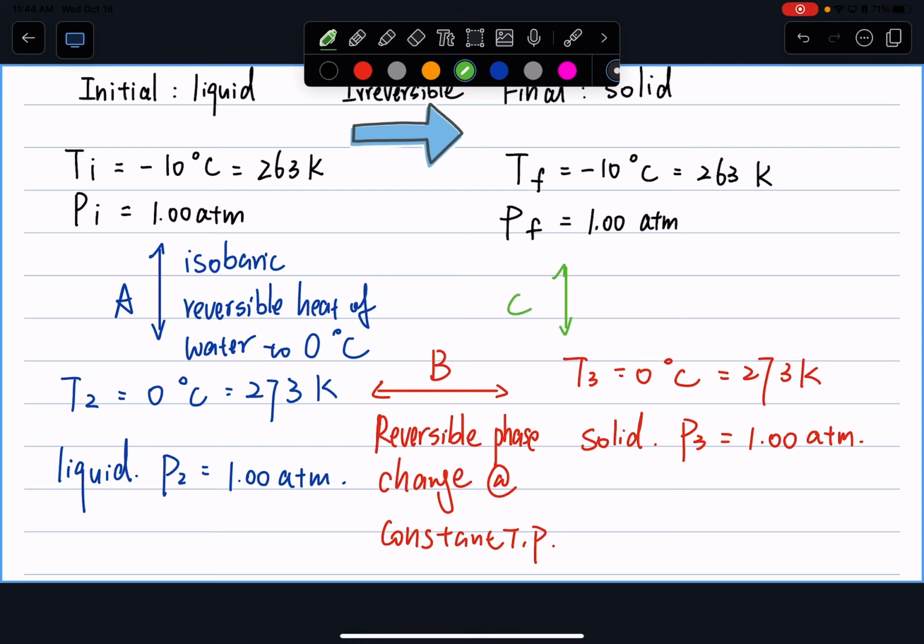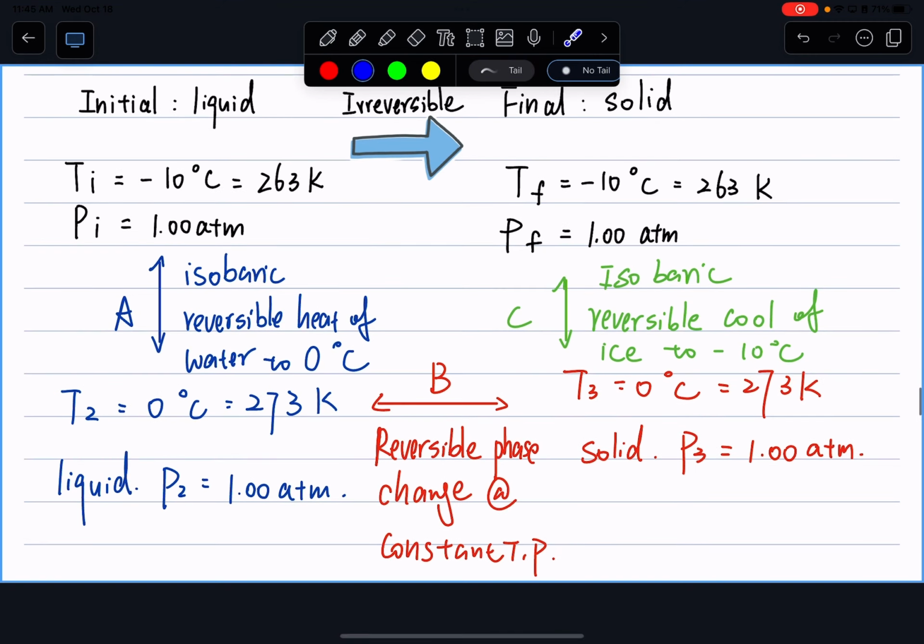So that's our C. It's again an isobaric, reversible cool of ice to negative 10 degrees Celsius. Now, for all these three steps, we have enough information for us to solve for the entropy change between the initial state to 2, 2 to 3, 3 to final state.